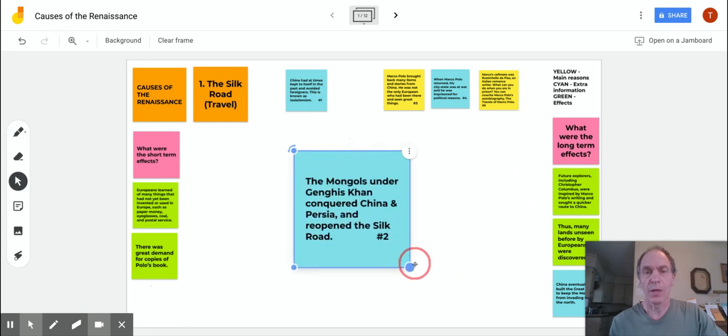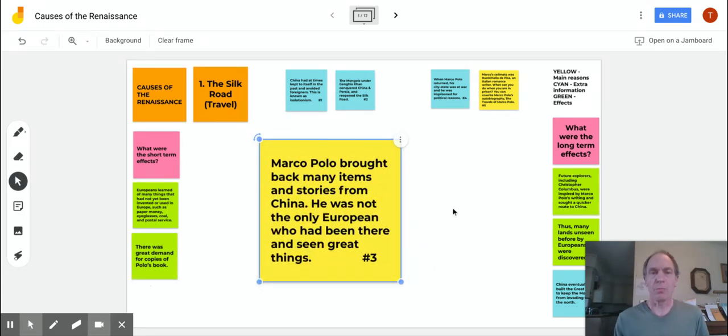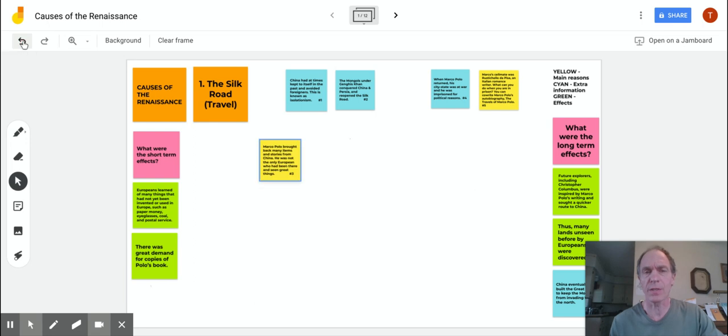Let's go back to our first slide again, pulling down this next box, item number two in the reasons. The Mongols under Genghis Khan conquered China and Persia and reopened the Silk Road. So now that that pathway was available, we go on to this next item. Marco Polo brought back many items and stories from China. He was not the only European who had been there and seen great things. So that is an important thought, and we'll come back to that a little bit later.